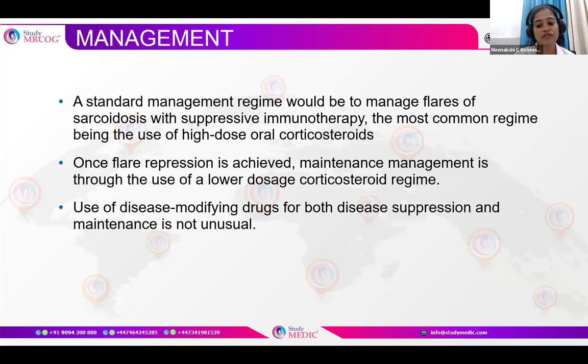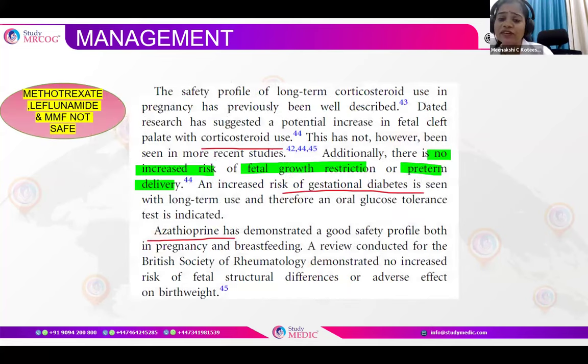Disease modifying drugs can be used for both disease suppression as well as maintenance. So what are the different disease modifying drugs that we can use? We'll be discussing that shortly. So why are we using the corticosteroids for the suppression?